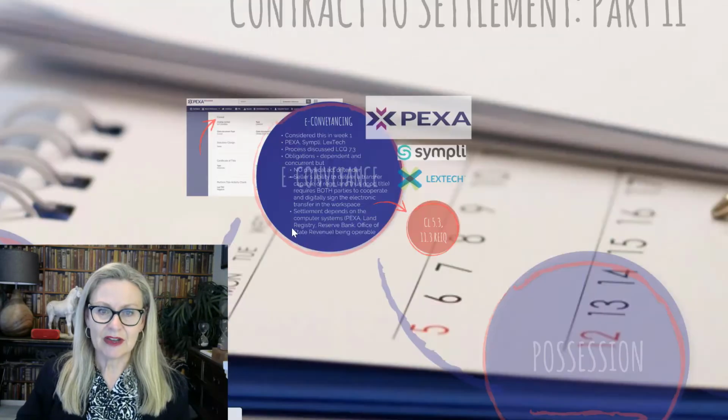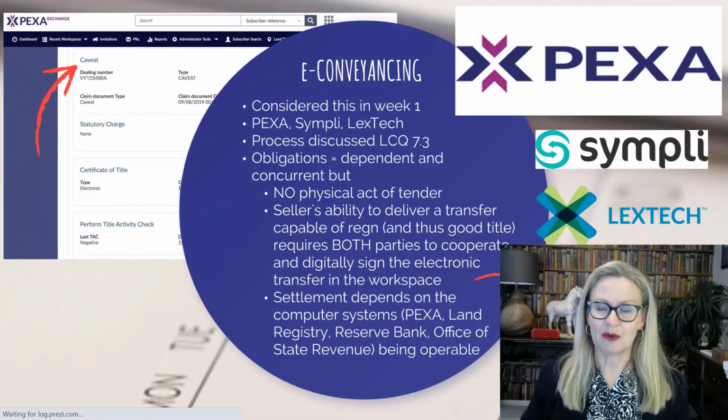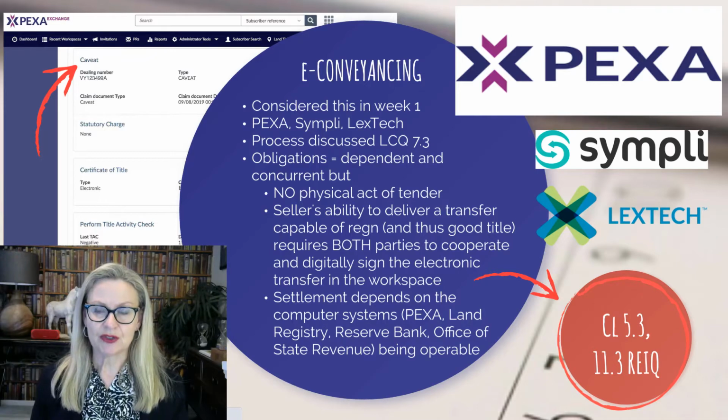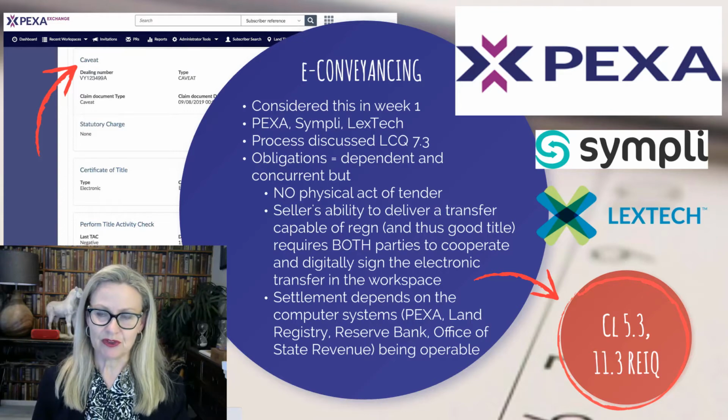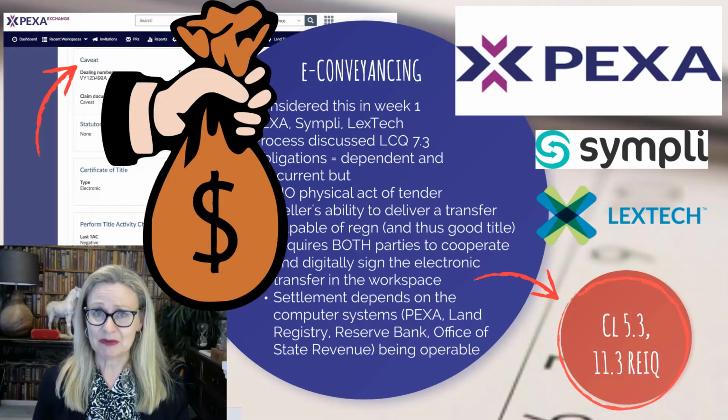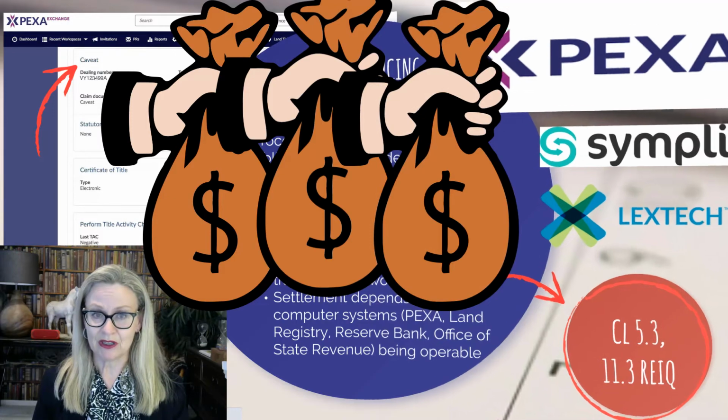What about e-conveyancing? Now you'll see on the right hand side there I've got a big PEXA logo because they are pretty much the monopoly interest as an ELNO, electronic lodgement network operator. In fact, they have just recently drawn the ire of the ACCC for their monopoly status pretty much. The two underdogs are Simply, that's run by the ASX, and LexTech, which is run by Purcell Partners, both trying madly to get into what is a very lucrative game that PEXA is pretty much running at the moment.